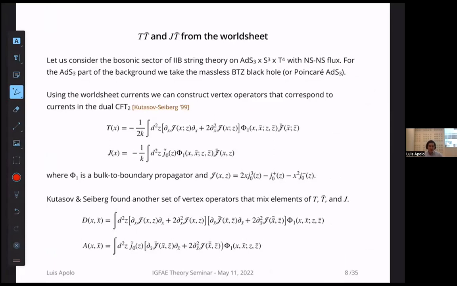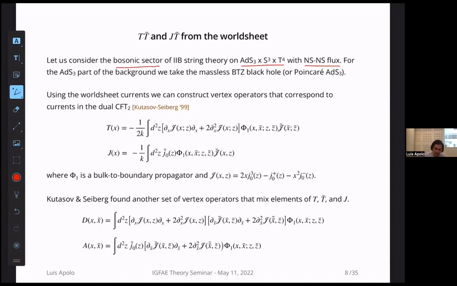Okay, so let me first review how TTbar and JTbar first appeared from the point of view of string theory. As before, we're taking string theory in this background, only with NSNS flux, and I'm only considering the bosonic sector.